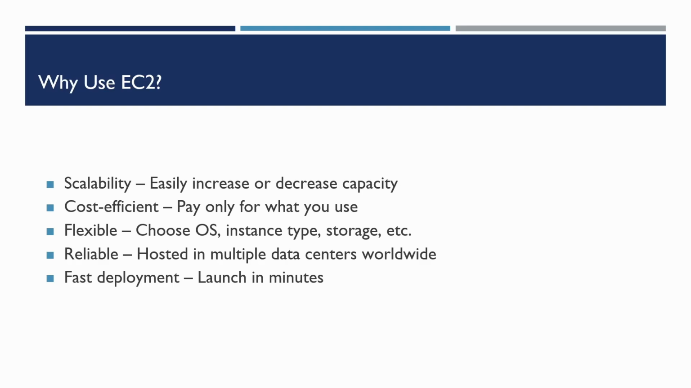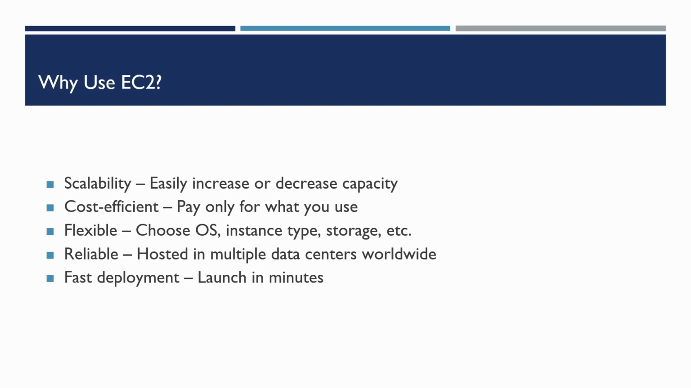So you can just reduce the number of machines and you only have to pay for the servers which are actually running. Okay, now flexible, because once you start using EC2, you will realize that you are completely free to select whichever OS you like and whichever instance type you like and the amount of storage and other things. So everything is flexible. Based on what you choose, you will have to pay accordingly.